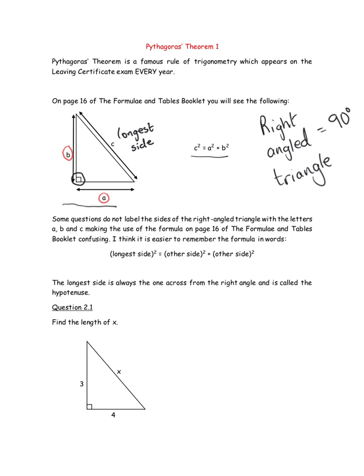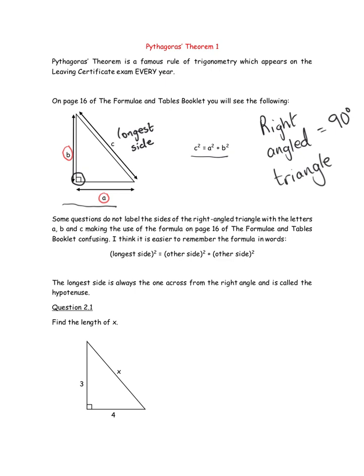Some questions do not label the sides of a right angle triangle with the letters A, B, and C, making the formula on page 16 in the formula and tables booklet a little bit confusing. So I think it's easier to remember the formula in words. The longest side squared is equal to the other side squared plus the other side squared. The longest side, just so you're aware, is always going to be opposite the right angle. So in every single triangle, the longest side is always opposite the right angle.